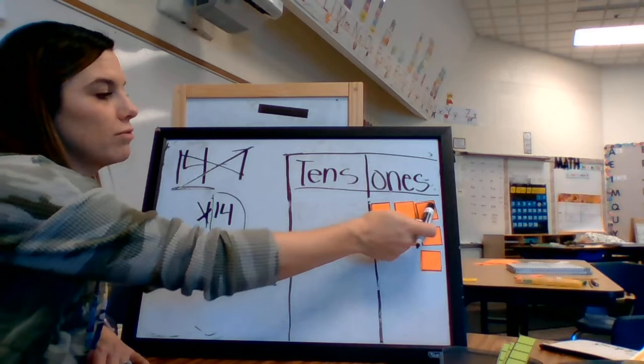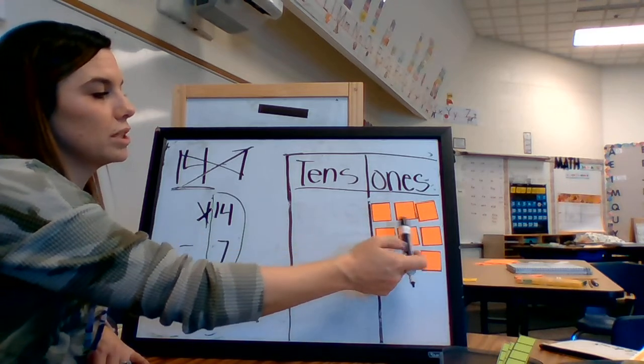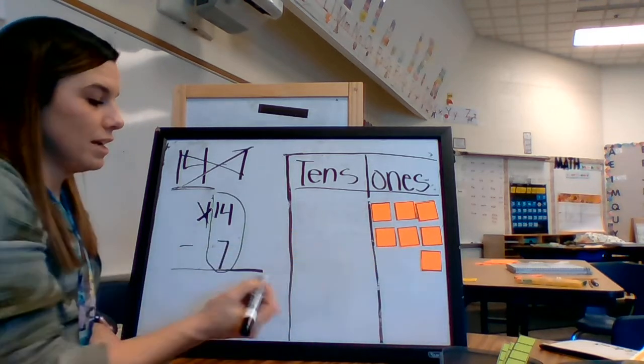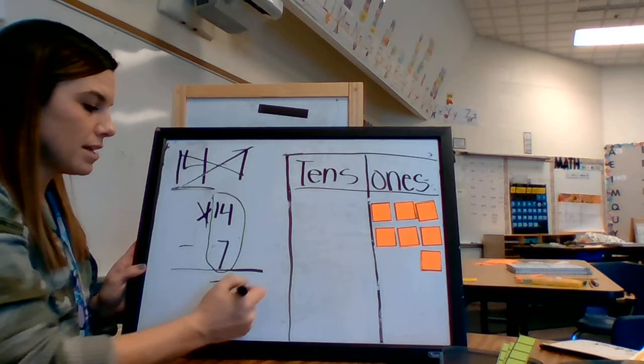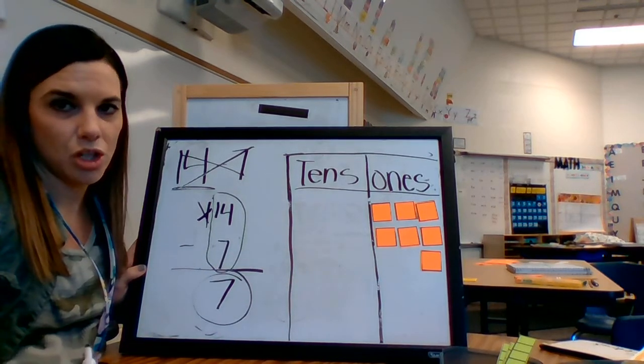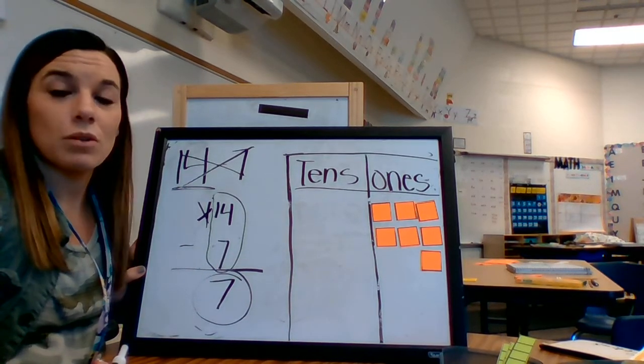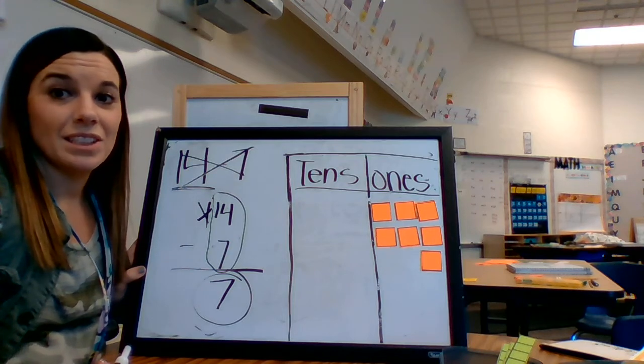1, 2, 3, 4, 5. Wait, 1, 2, 3, 4, 5, 6, 7. I have 7 left over, which means 7 is my answer. 14 minus 7 equals 7. Do you see how I did that?